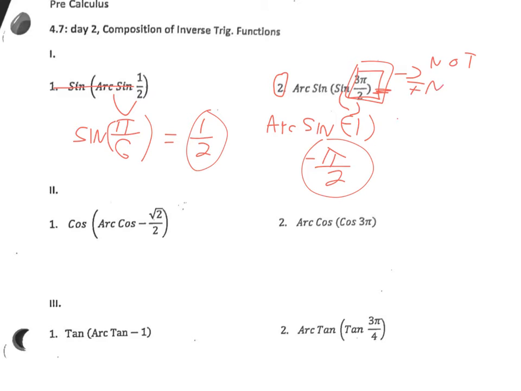I apologize, I know this is a little sloppy. It's not in the range. Remember, arc sine, the range is -pi over 2 to pi over 2. All right, and 3 pi over 2 is not in the range. Now you're going to see the same thing happen for the other ones.